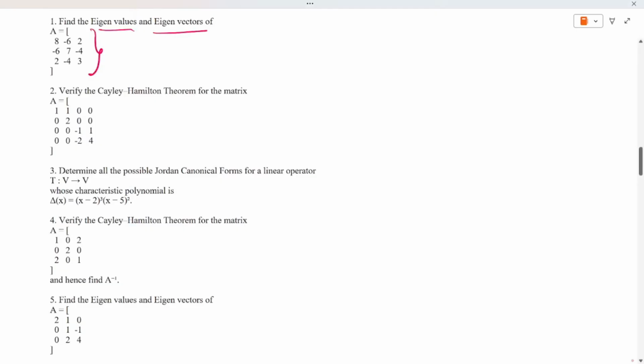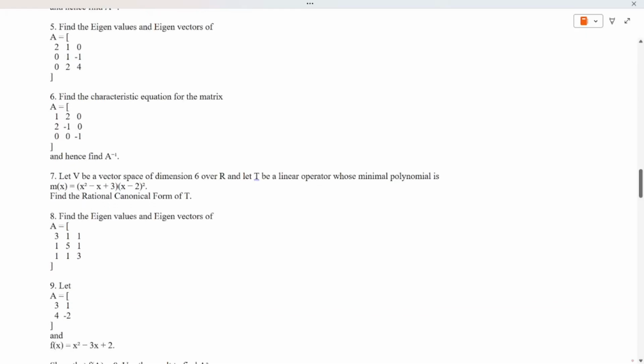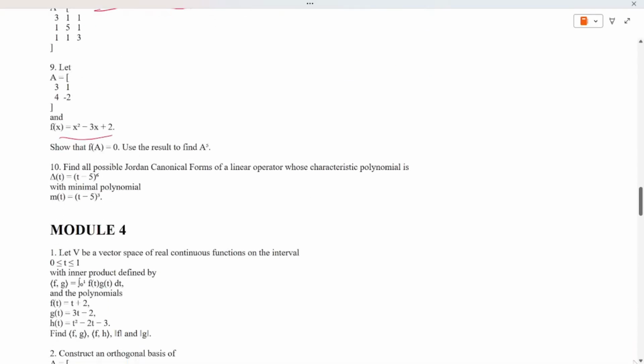They have given a matrix. And next is the Cayley-Hamilton theorem. And next is Jordan canonical forms of a linear operator. And next is again this question for a different matrix that I have given. Next is about eigenvectors and eigenvalues, the characteristic equation of a matrix, vector space for the minimal polynomial, and again canonical forms. After that, eigenvalue, eigenvector, and they have given a matrix and f of x, and you have to find f of A equals 0.